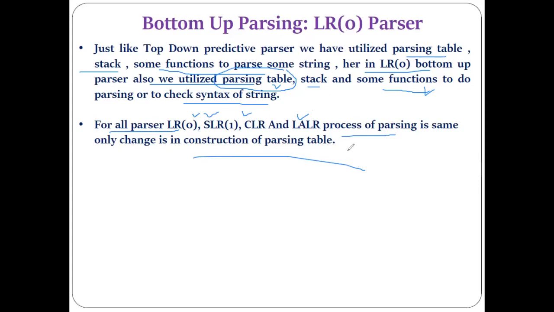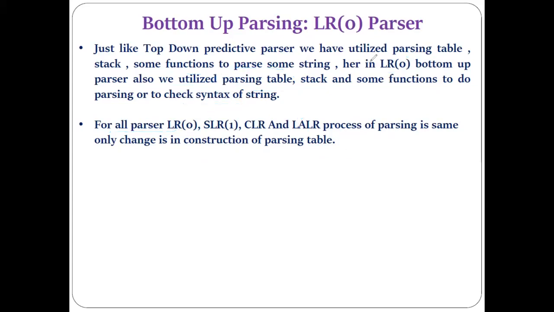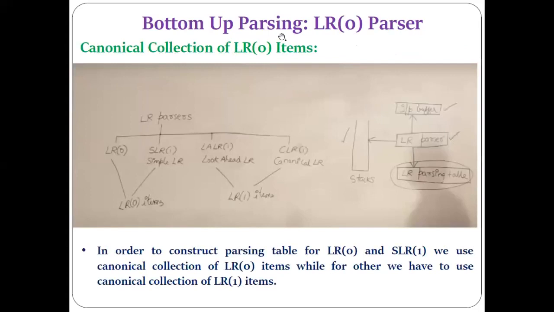Now, before we actually do the parsing using the LR0 parser, we have to see the different things related to it, because we have to utilize them in parsing a particular string with the help of the LR0 parser. So the first thing we need to discuss is the canonical collection of LR0 items. In the case of the LR parsers, as we have discussed, there are four different techniques.